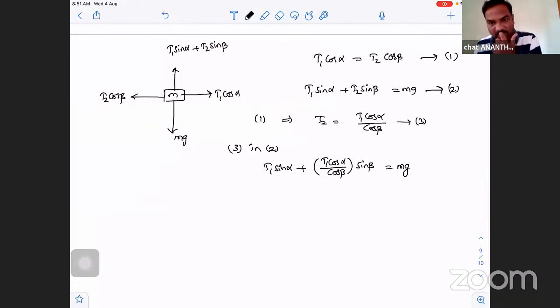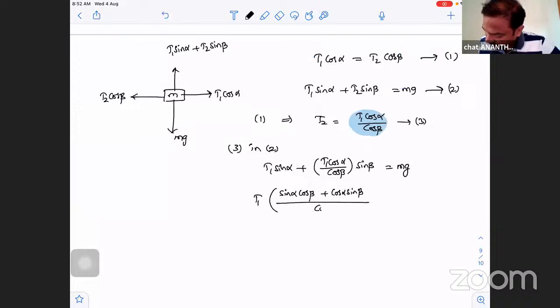Okay, you can copy this, don't worry, just follow me. First listen to me and try to understand. See, I replaced T2, then I can directly find the T1 value. So if I take T1 common, then it is sin alpha cos beta plus cos alpha sin beta by cos beta is equal to mg. Just go for LCM. Taking T1 common, sin alpha plus cos alpha sin beta by cos beta. Doing LCM, sin alpha cos beta plus cos alpha sin beta by cos beta.